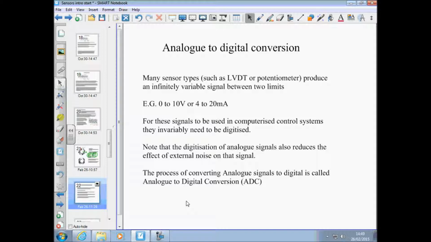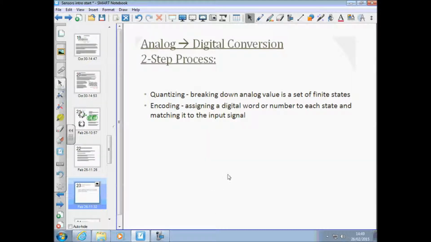The process of converting analog signals to digital is called analog to digital conversion, or ADC. There is also, whilst not the subject of today's session, the opposite of that. So if you've got a PLC, you want to control something that needs a variable voltage, you'll have digital to analog conversion as well, which is going the other way. Right.